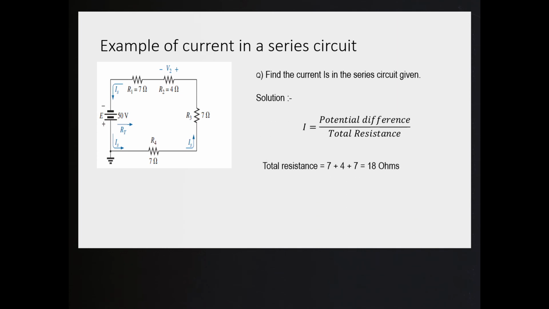So, an example of current in a series circuit. In series, we know that total resistance is added, so using the formula, we're going to get 50 over 18, giving us 2.8 amperes.